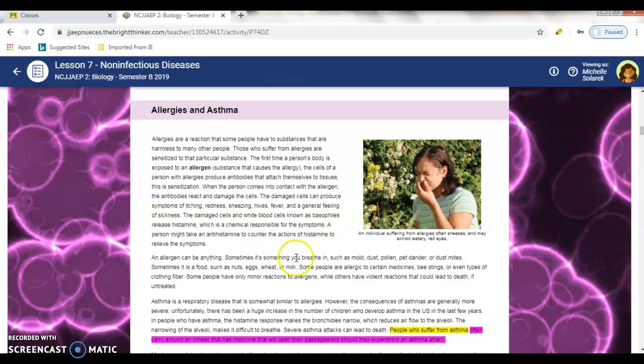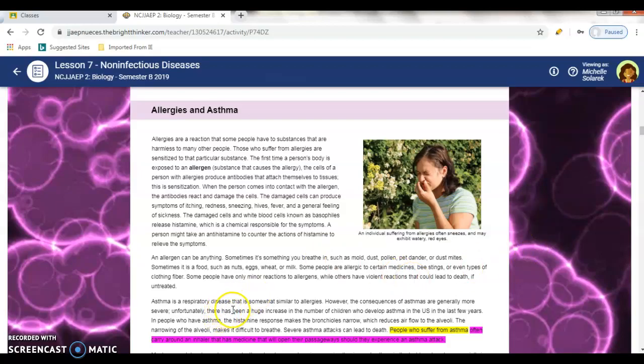Other allergens include common ones such as mold, dust, and pollen, but are not limited to those. They could also be food allergens such as nuts, eggs, wheat, or milk. And they may require medicine or some type of EpiPen for even bee stings or any type of material that may cause a reaction in that person.